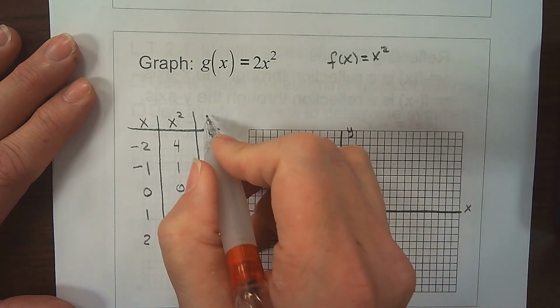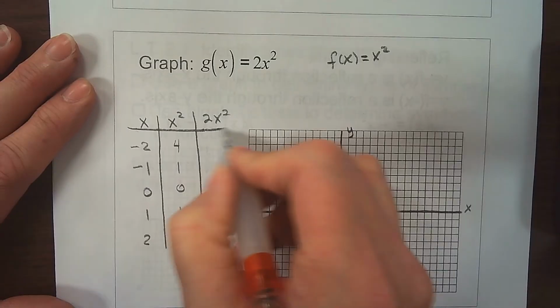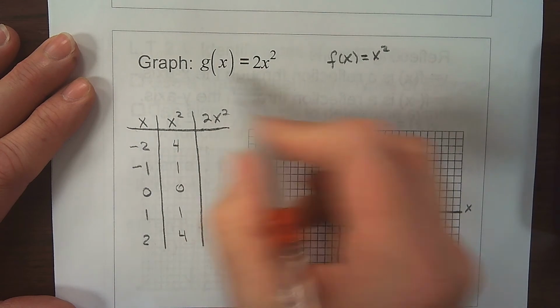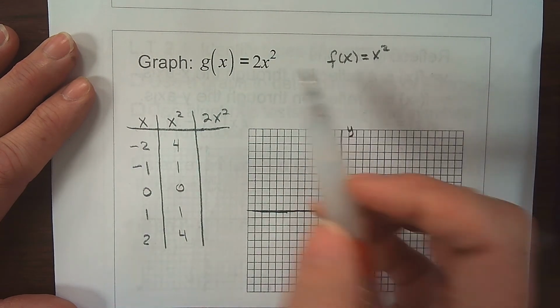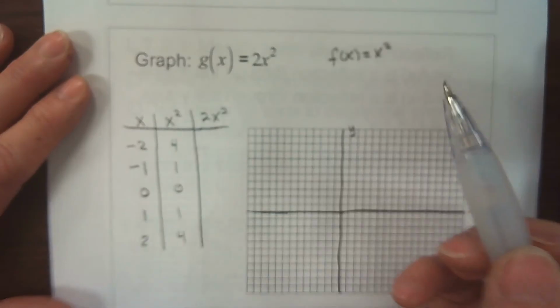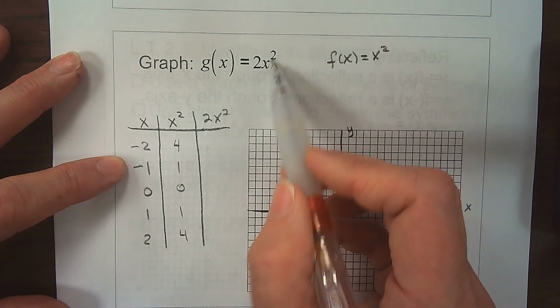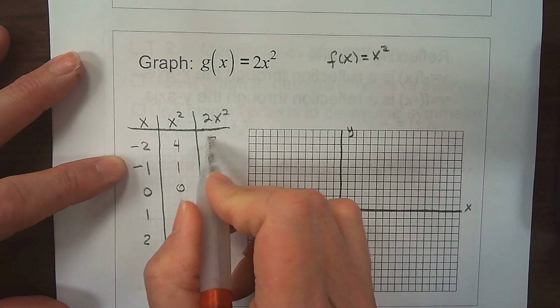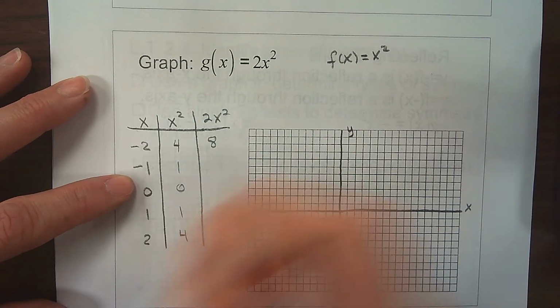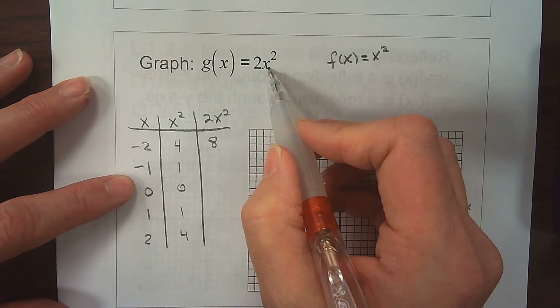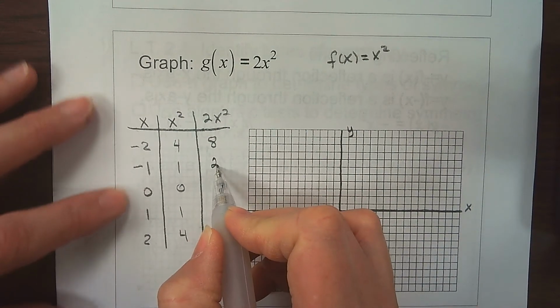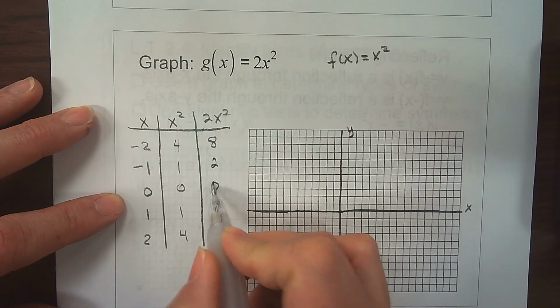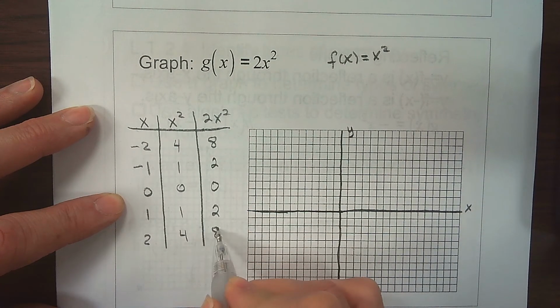But now what I want you to think about is what happens when I put these same values into our new function g of x, which equals 2x squared. If I square the -2 here, I get 4, and then times 2 more, I get 8. Squaring the -1, again, 1 times 2, I get 2. And similarly here, I would get 0, 2, and 8.